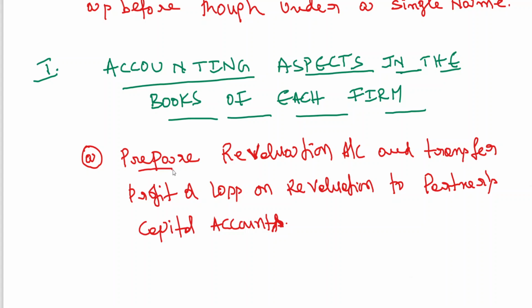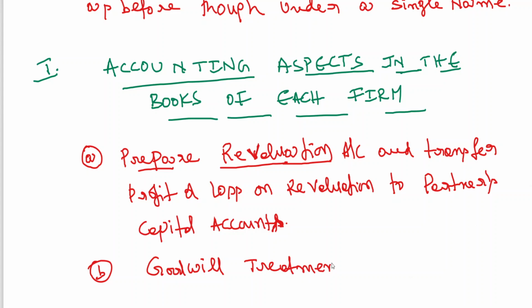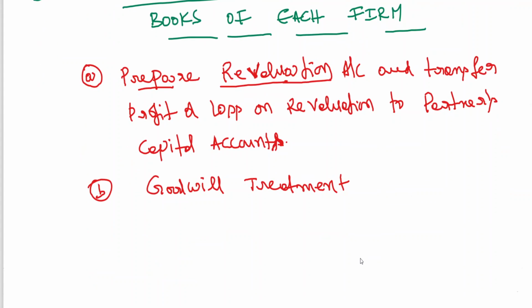The first point, number one, you should prepare the revaluation account. So assets and liabilities have been revalued. Then goodwill treatment. Goodwill treatment means sometimes each firm may say that when we are merging with the other firm and we are having a single management now, every partner of the firm will feel they are having some goodwill. That goodwill we want to raise. Goodwill treatment. What do they do?